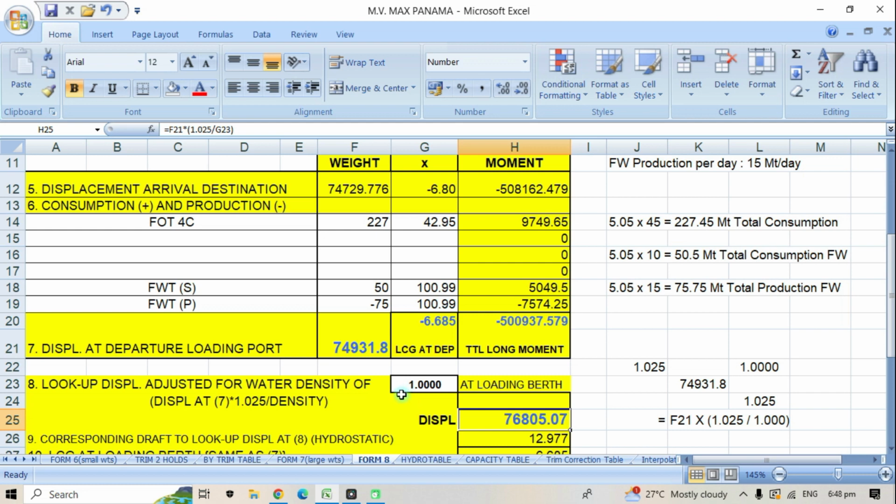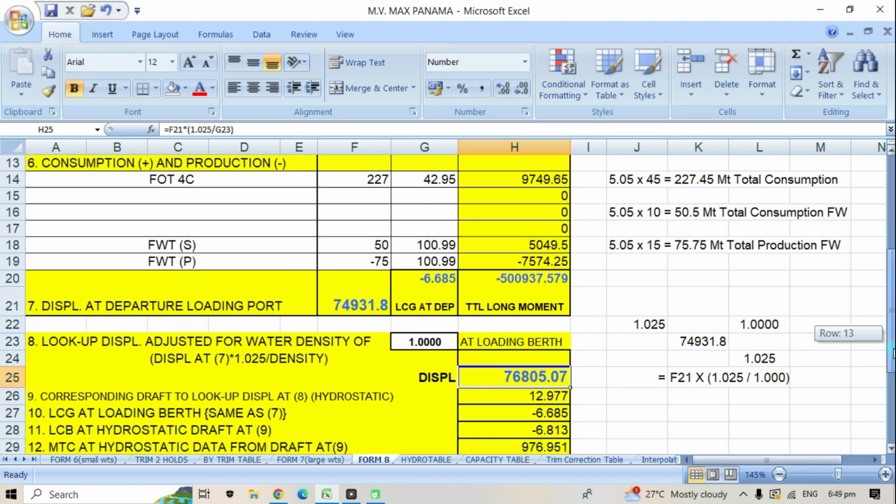So, this is the formula, guys. F21, which is the displacement, which is this one, and times 1.025, the constant, divided by the density at loading berth, which is this one. So we'll try to compute, guys.